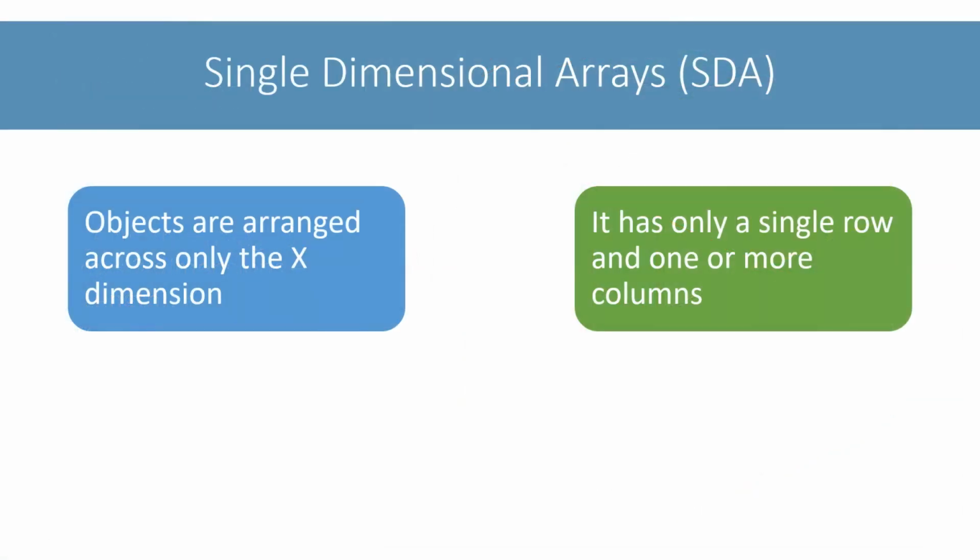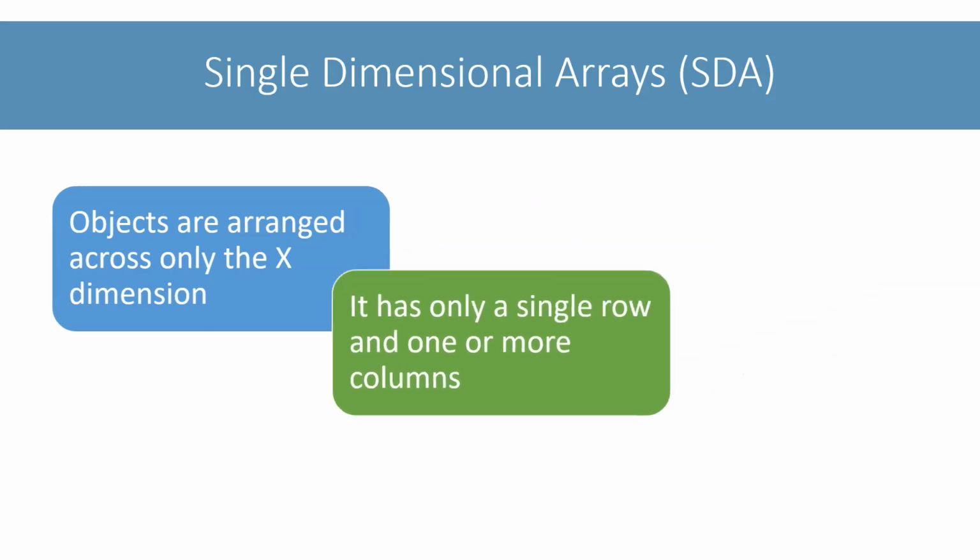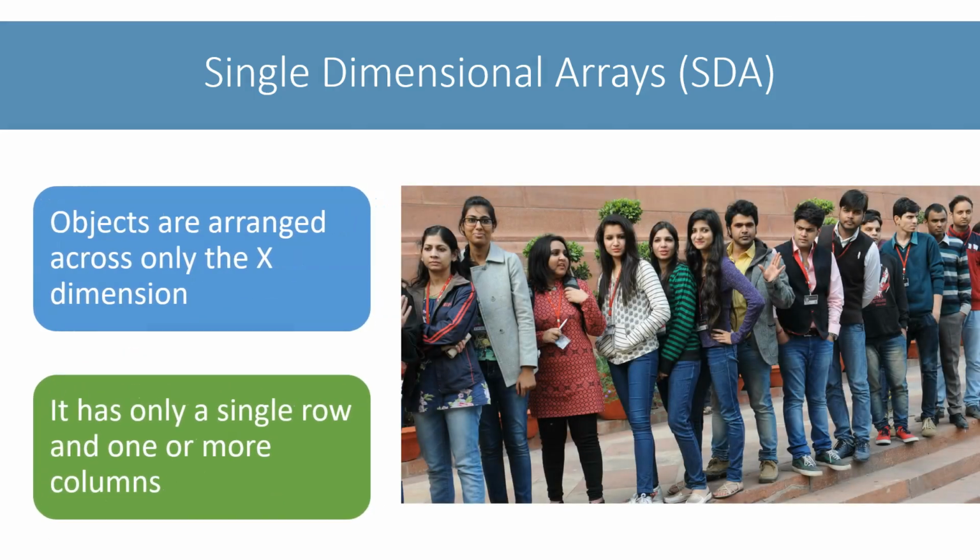In a single-dimensional array, items are arranged across only the x dimension. So a single-dimensional array has only a single row and one or more columns. A good example of a single-dimensional array is a queue of people. It has just one row and each person in the queue can be considered as a column. The ICSE Computer Applications syllabus includes only single and double-dimensional arrays. So we will limit our discussion to only these two types of arrays in this course.